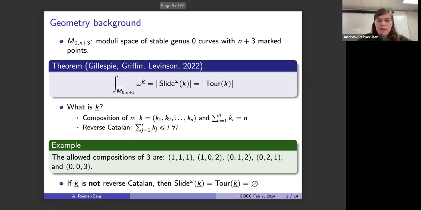Okay. If k is not a reverse Catalan composition, both of these slide sets are the empty set, and so the product back in the geometry land is 0. I should stop here and say, as a combinatorialist, one particular thing on this slide really stands out, and that's this equality here. We have two different sets that for any parameter k are always the same size. And so my instinct is to say, okay, can we show that combinatorially? That is, can we find a bijection between these two sets? That's the problem that I've been working on.